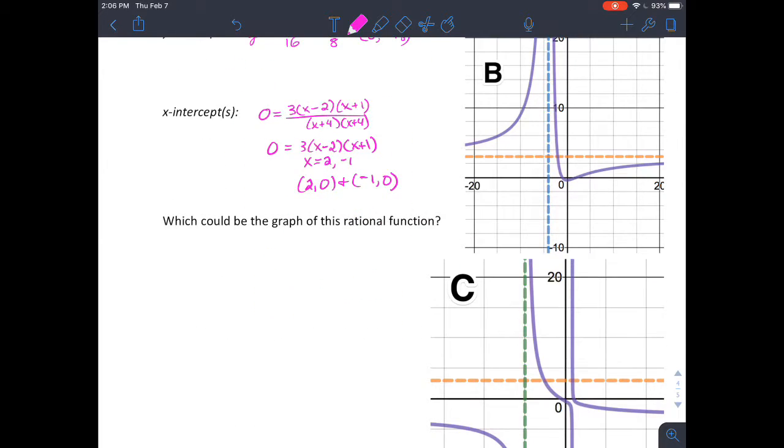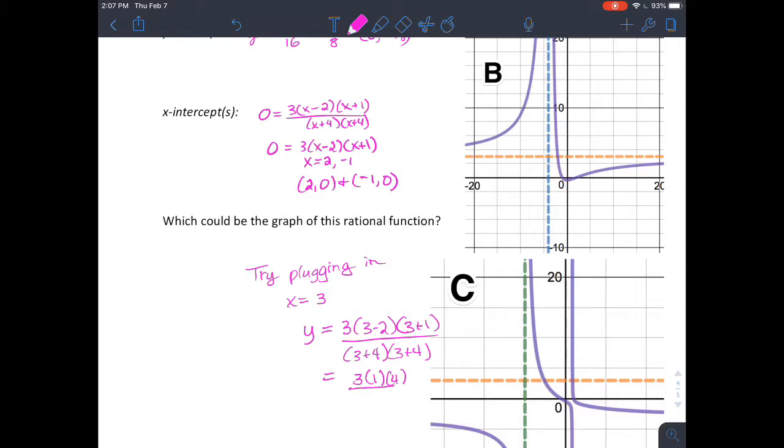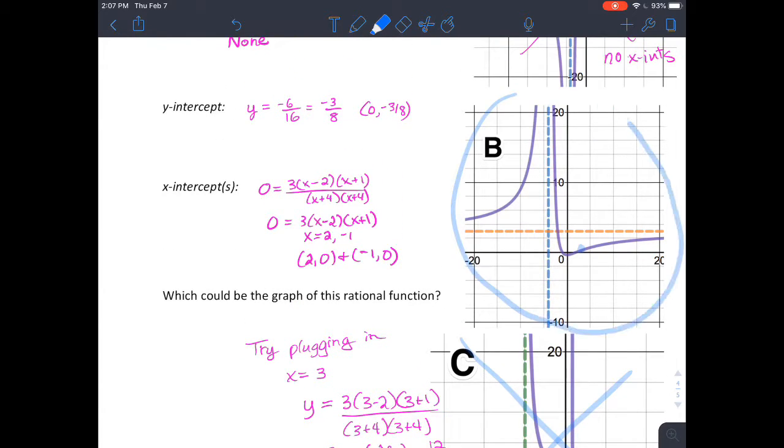Graphs B and C both have, it looks like, potentially okay x-intercepts and y-intercepts. So let's try plugging in a point. Let's do x equals 3 and compare it to our 2 graphs. If you plug in 3 for your x value, I'm doing it into the factored version, you could do it into the original, you're going to end up with 12/49. Well, if you look at graph B, looks like that could be the point, 3, 12/49. So graph C is below the x-axis there, so it can't be graph C. So it's got to be graph B.